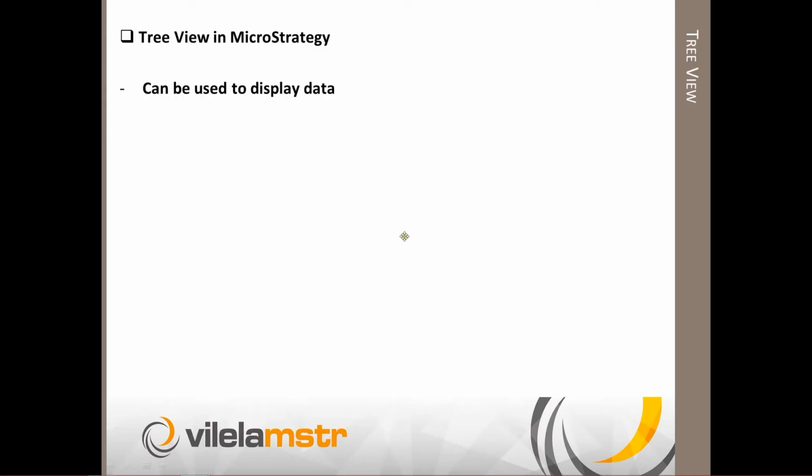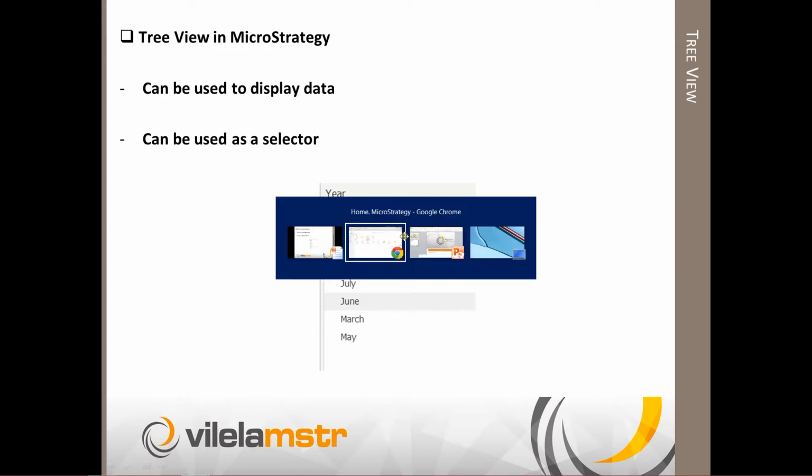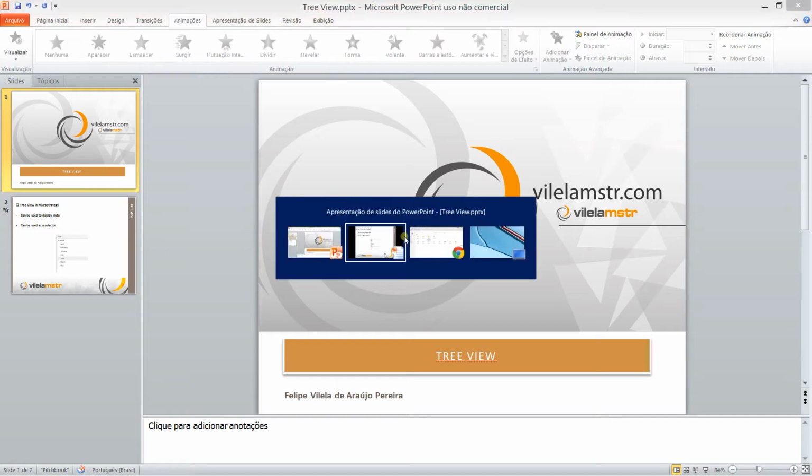So, tree view in MicroStrategy can be used to display data, and you can also use it as a selector. Here is an example of a tree view in MicroStrategy. Okay, so let's just create an example here.